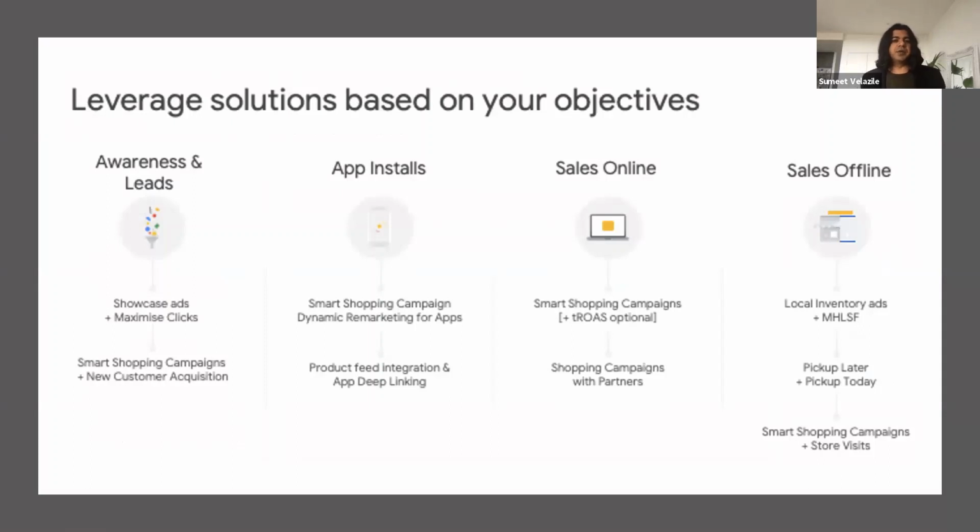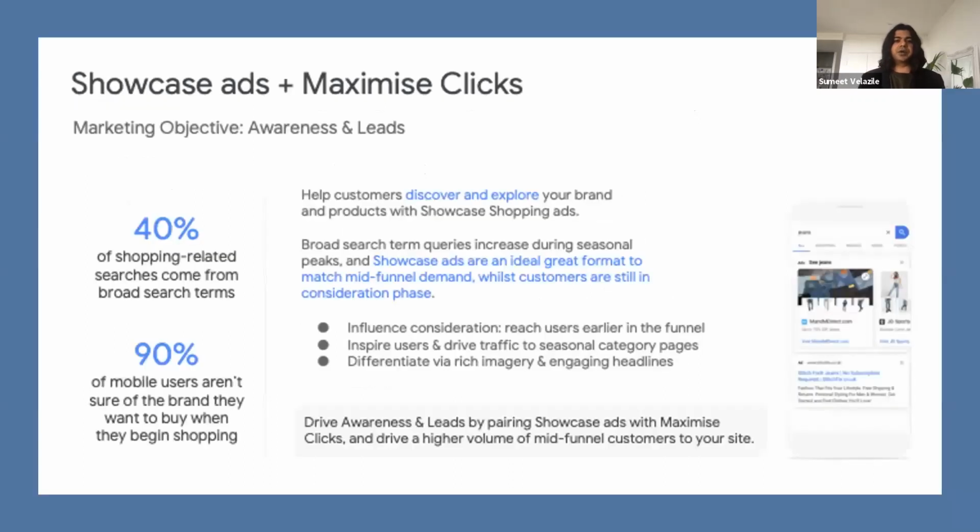So for example, I want to drive 20% more sales than what I did last year, or I want to drive a volume of so many sales at a return on ad spend of this. A very tangible objective can really help you go places. So if we move on to the next slide, I'll just quickly talk about a few solutions that we have in relation to these 4 different marketing objectives.